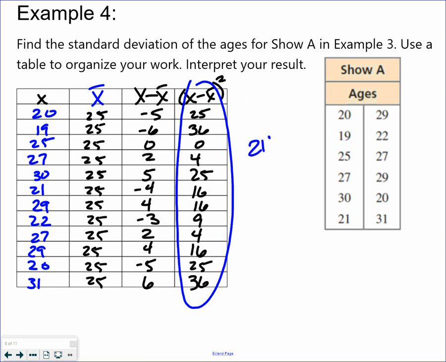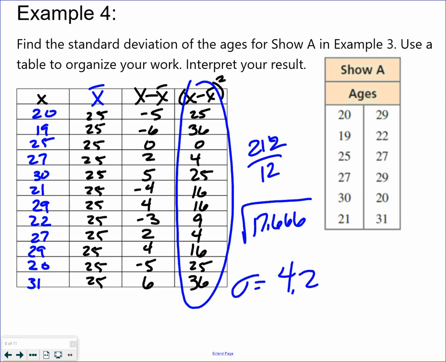I get 212. Divided by the number of numbers there are, so I'm going to divide that by 12. 17.666. And then I'm going to take the square root of that number. So the standard deviation of this data set, rounded to the nearest hundredth, would be 4.20.